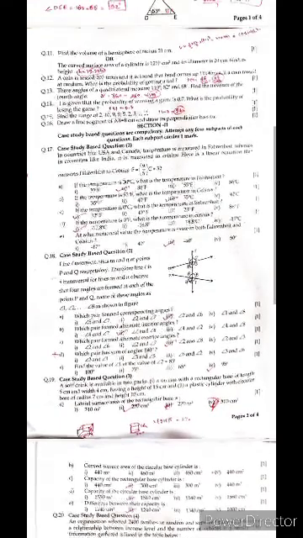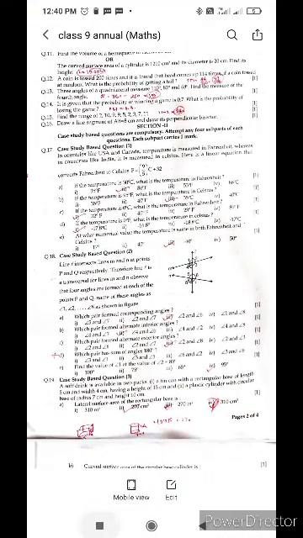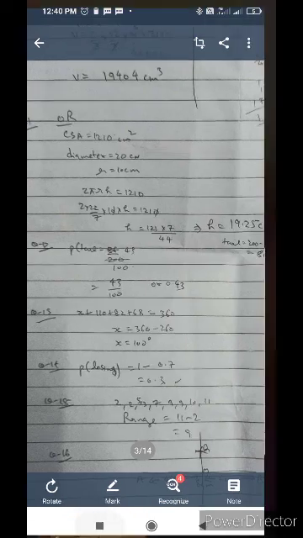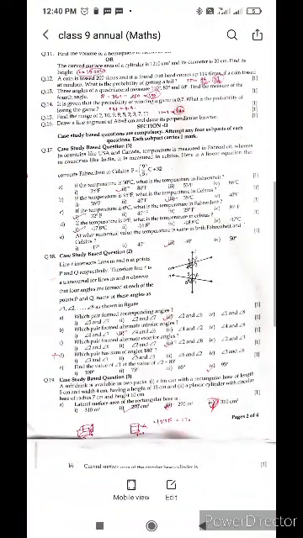Okay, so we can do 200 minus 114, so it is coming out to be 86. So 86 upon 200 we will further simplify, so it is coming 43 upon 100. So probability of getting a tail will be 43 upon 100 or 0.43. Both are correct. Okay, now question number 13.